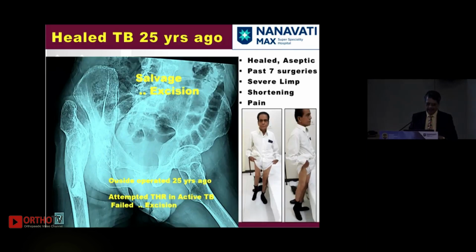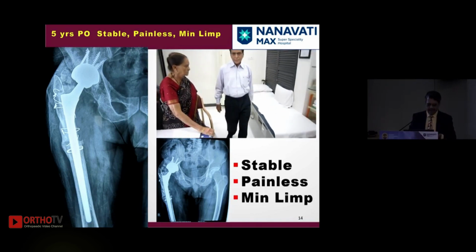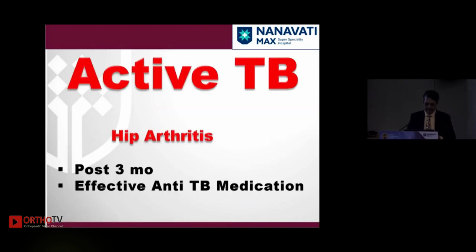A few examples of healed TB: you can see 25 years ago he had an excision arthroplasty, and he was limping like this. There was a shortening. It was an active TB case. They tried everything, which failed, resulting in excision arthroplasty, and there was no sinus. He was limping with severe shortening, and we operated with post-op anti-TB medication, and he is walking actively with good reconstruction. So in active TB, most important is 3 months of effective anti-TB medication.